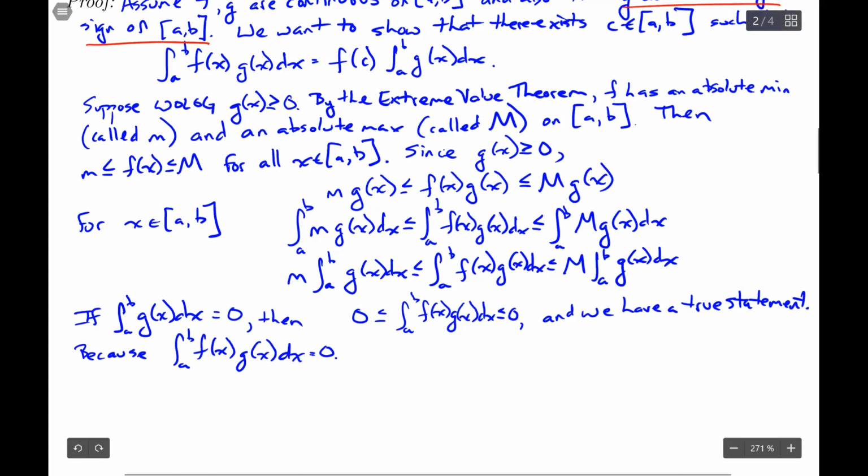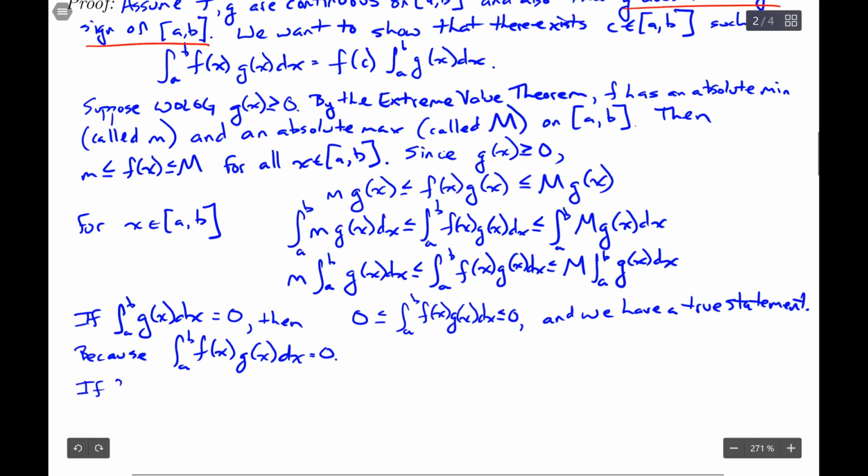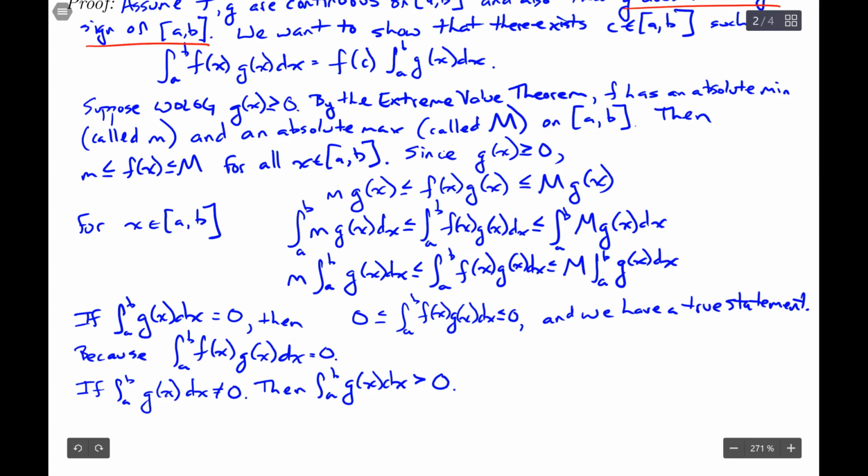But what about if the integral from a to b of g of x dx is not 0? If it's not 0, then the integral from a to b of g of x dx must be greater than 0. Because our function is never negative, then our integral can't possibly be negative, so our integral must be positive.